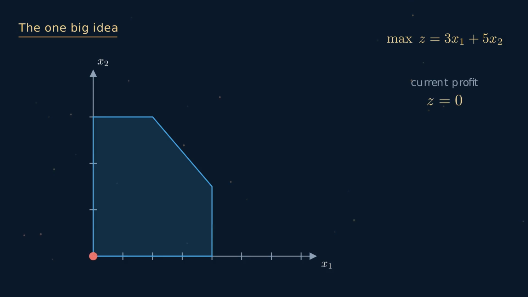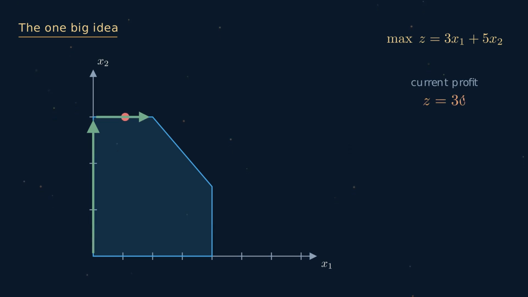The Simplex method starts at the laziest corner of all, do nothing. Make nothing, earn nothing. Profit 0. Then it looks only at the corners next door, picks one that raises the profit, and slides along the edge to get there. Every other corner in the region is simply ignored.